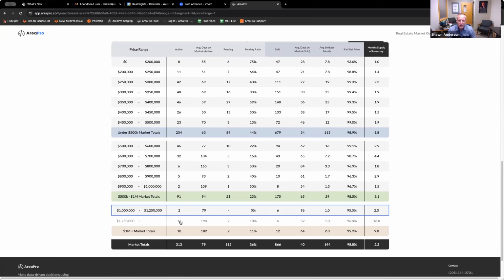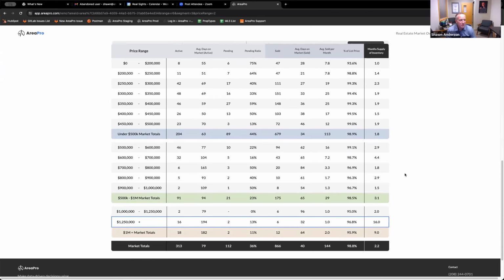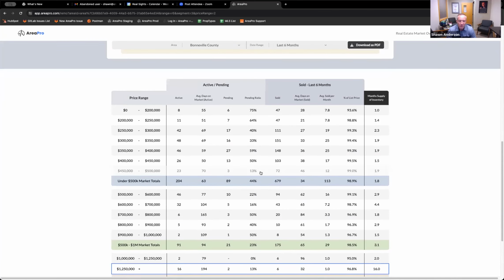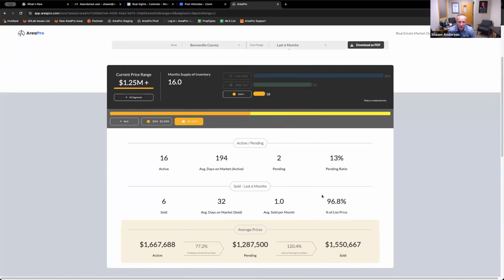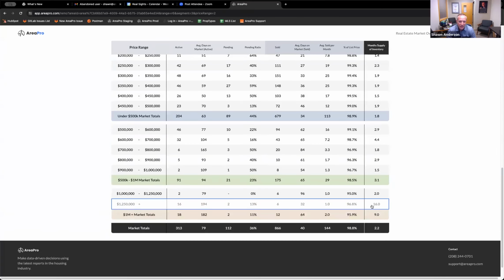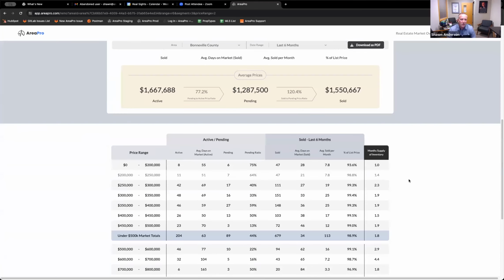But then over 1.25, we have 16 properties for sale, and we're only selling 1 a month. That equates to a 16-month supply of inventory. So you better be pretty sharp. You better have an amazing house that's priced well, that shows well with a strong agent, if you're going to have any chance of selling a house in that category in our market.